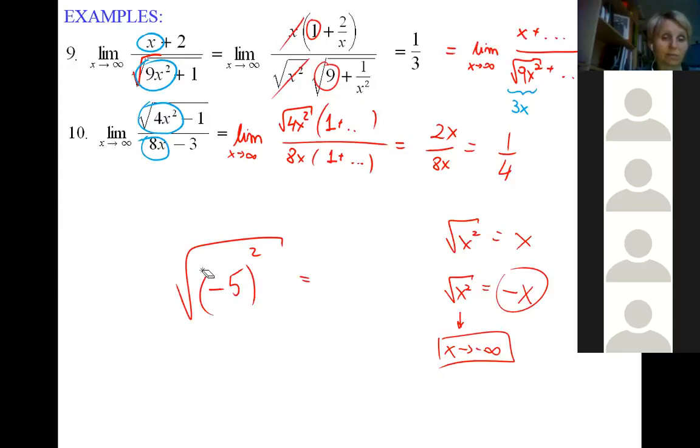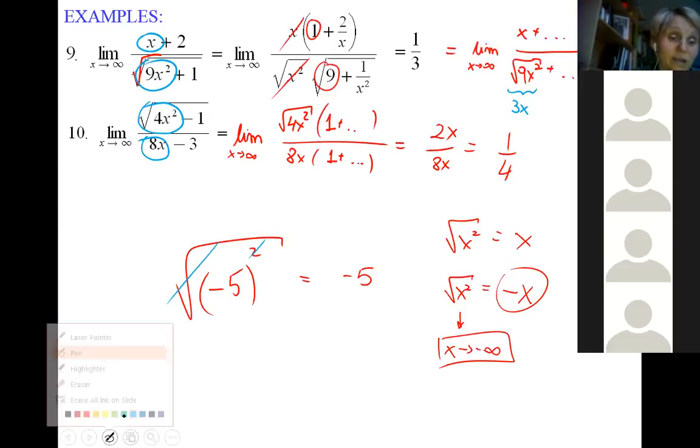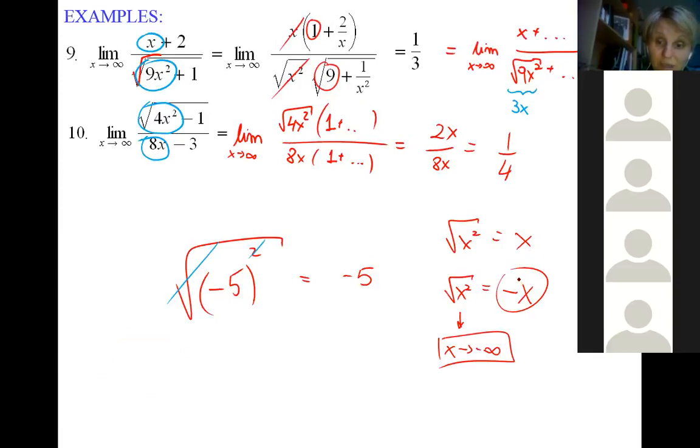Let's look at this one, where my x is now -5. I can't just simplify this way and say the square root and the square cancel. No, that's not true, because (-5) squared is 25. Root 25 is 5. That means I can copy this number.